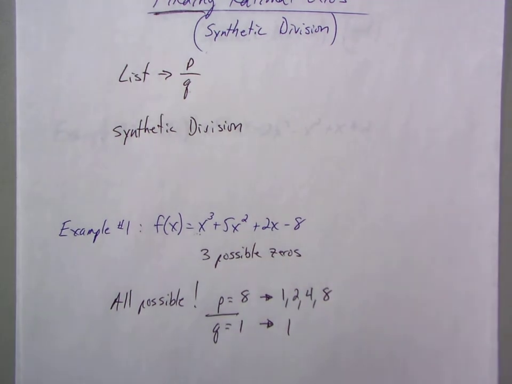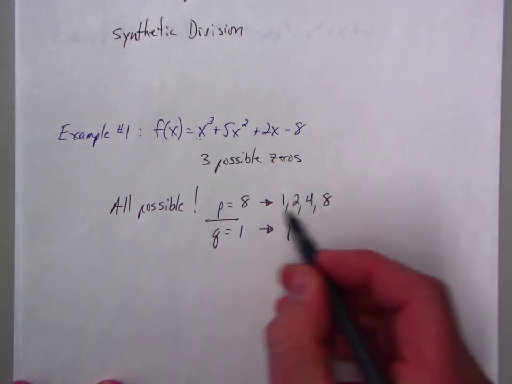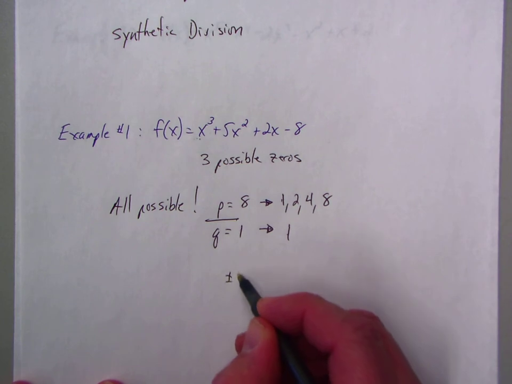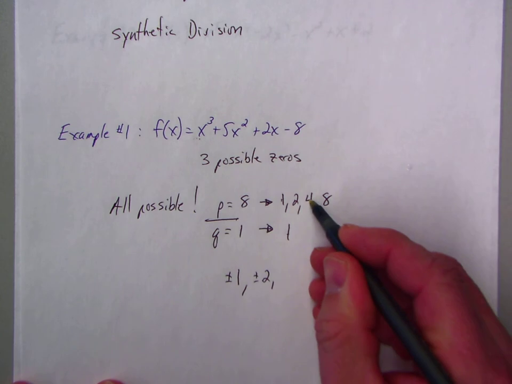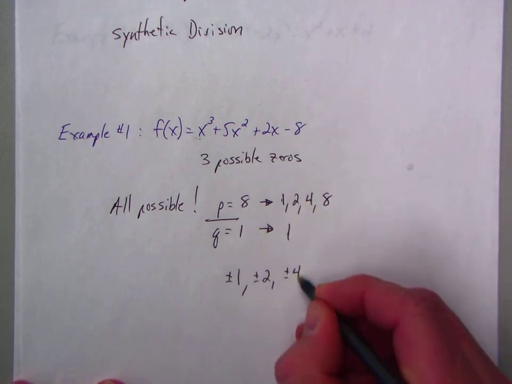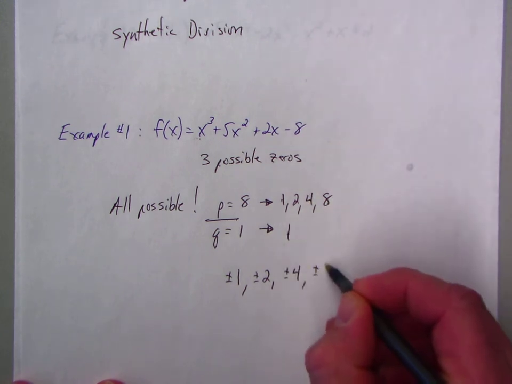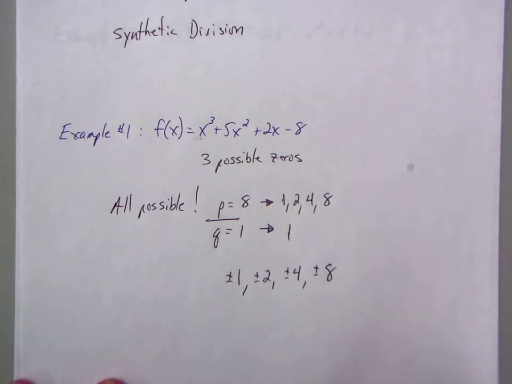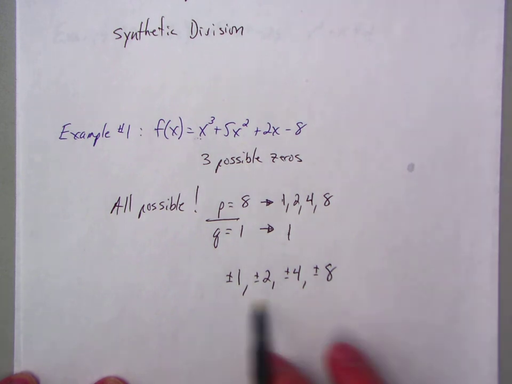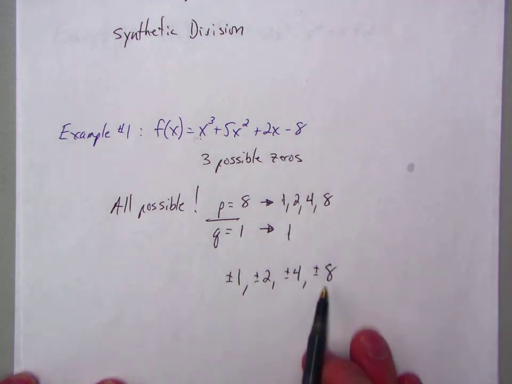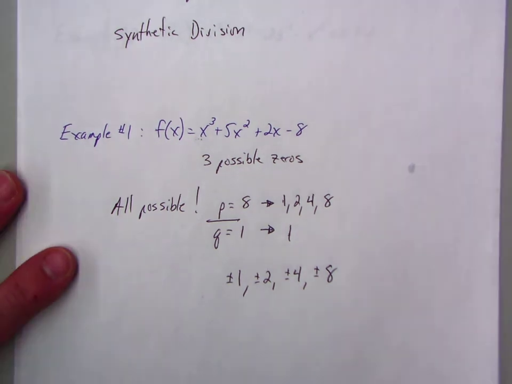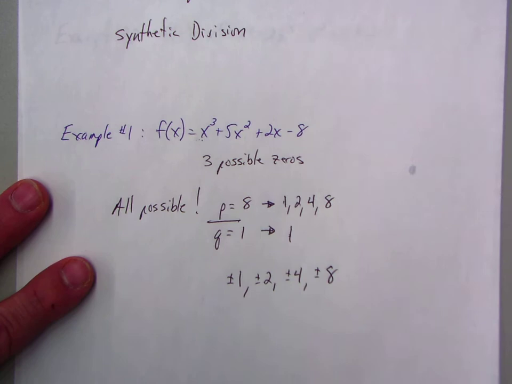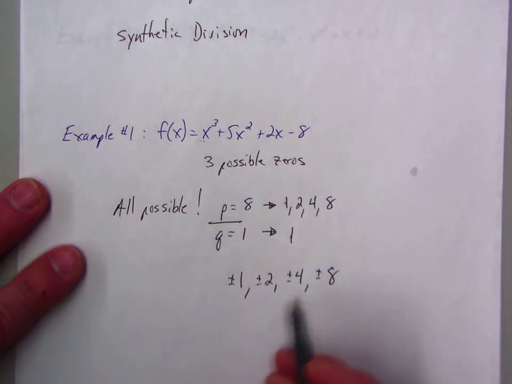So now I'll list them as fractions, as ratios. So I'm going to do 1 over 1, which is 1. 2 over 1, which is 2. 4 over 1, which is 4. And 8 over 1, which is 8. So I listed all possible ones. So there's 8 possible total, but only 3 will work. A maximum of 3 can only work. That's if they're all rational, right? They could be imaginary, irrational.